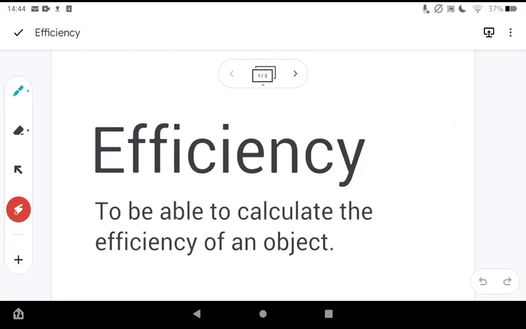The concept of efficiency. This is efficiency in terms of energy. This is becoming more and more important at the moment, because the more efficient an object is, the less energy is wasted. And the less energy is wasted, the more useful energy we can get. And this depends on something called the law of conservation of energy. That states that you can't create or destroy energy, you can just change its form.